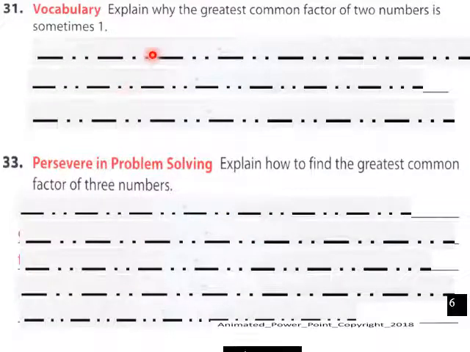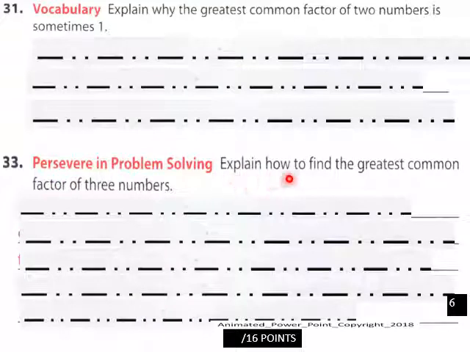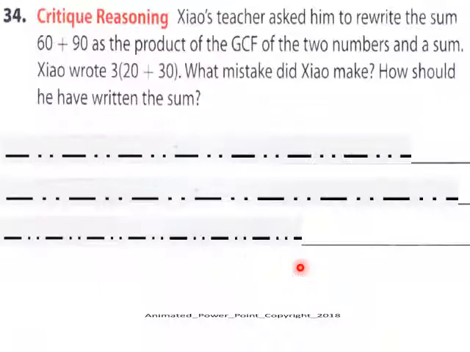And then page 6, you got vocabulary up here. Explain why the greatest common factor of two numbers is sometimes 1. And 33, persevere. So explain how to find the greatest common factor of three numbers. Explain how to do that. And you got 16 points here on page 6.